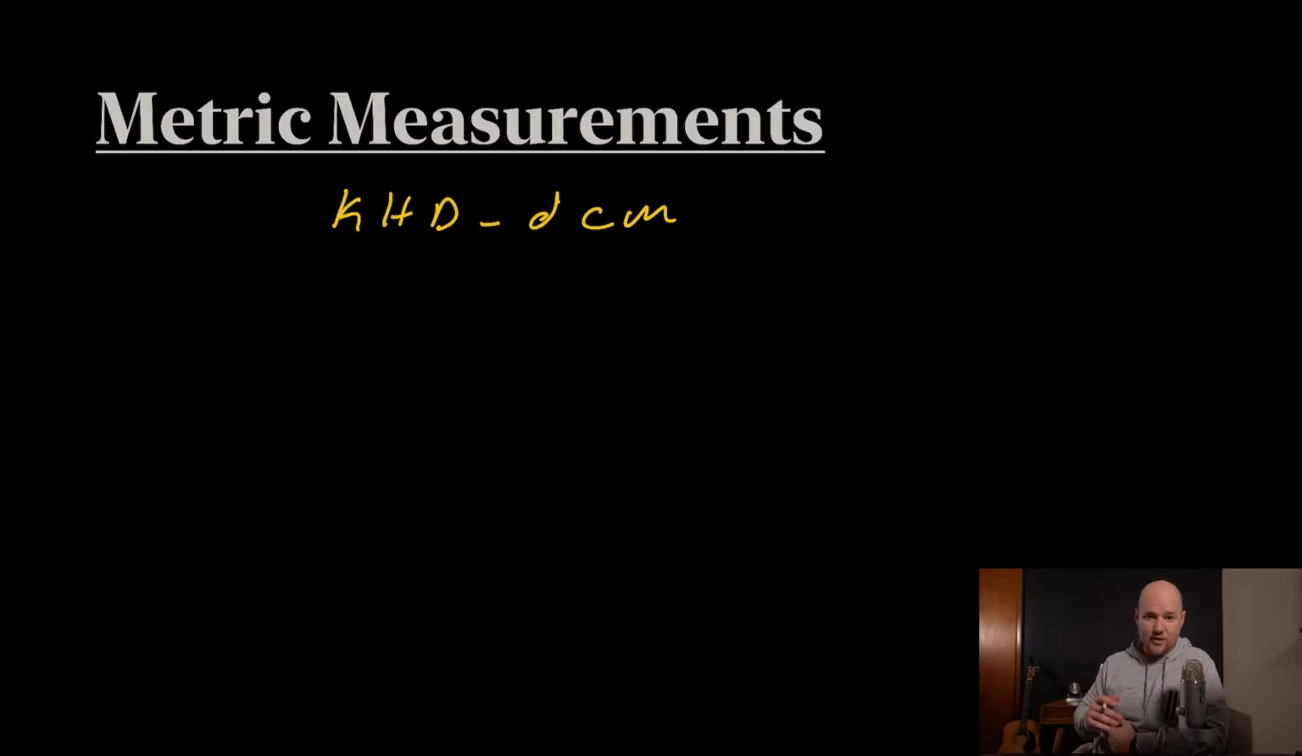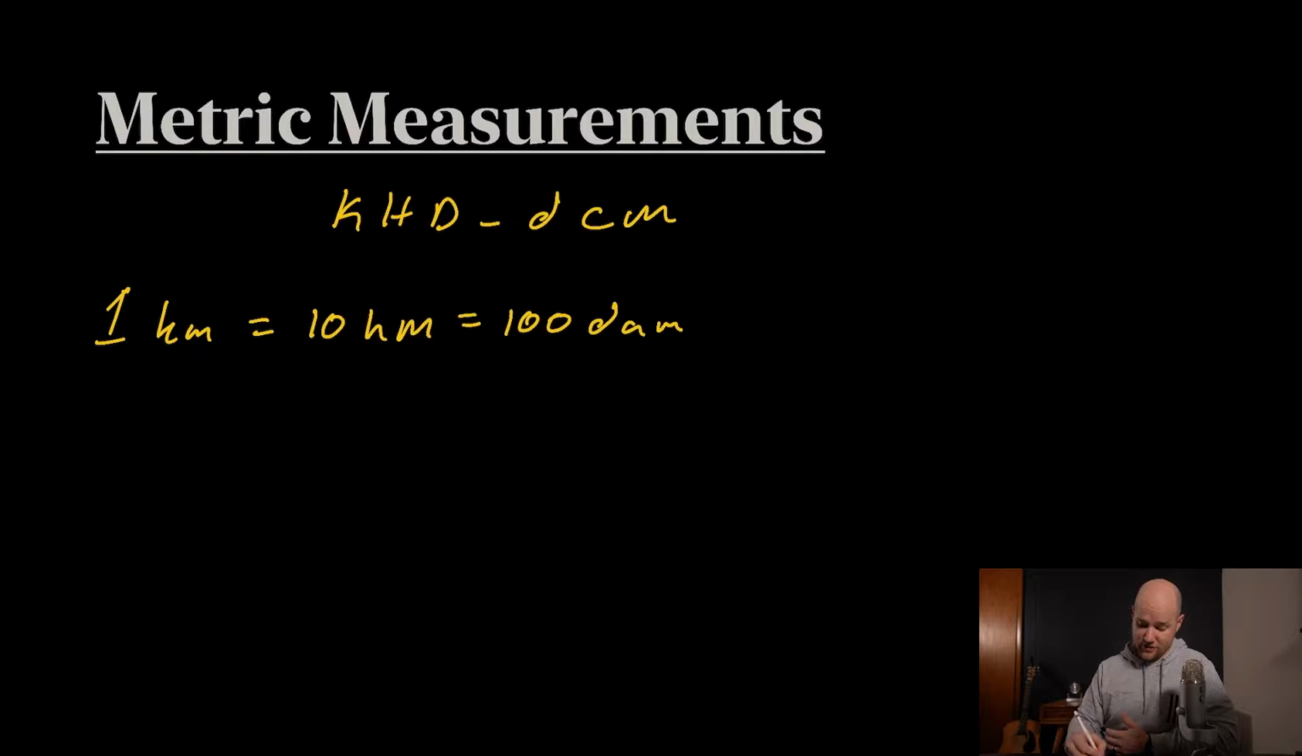And the beauty of the metric system is all you have to do is move a decimal place over, and then you have converted into your other unit of measurement. So if I have 1 kilometer and I want to convert that to a hectometer, it's really just 10 hectometers. I just move the decimal point over 1 spot to the right and it turns to 10. If I wanted to convert that to decameters, that would be 100 decameters. If I want to convert that to just meters, well, that's 1,000 meters.